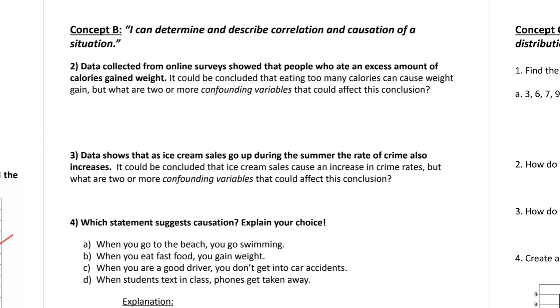So it says ate an excess amount of calories, gained weight. Other things that might affect how much weight you gain is your genetics. And another thing that could affect how much food you're eating and weight gain could also be how much you exercise.